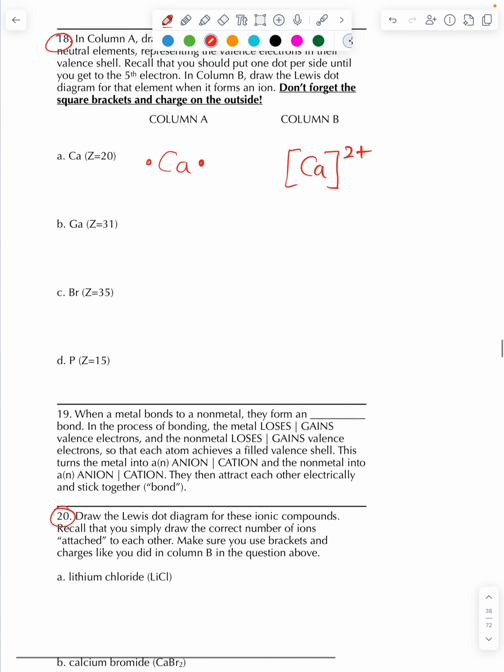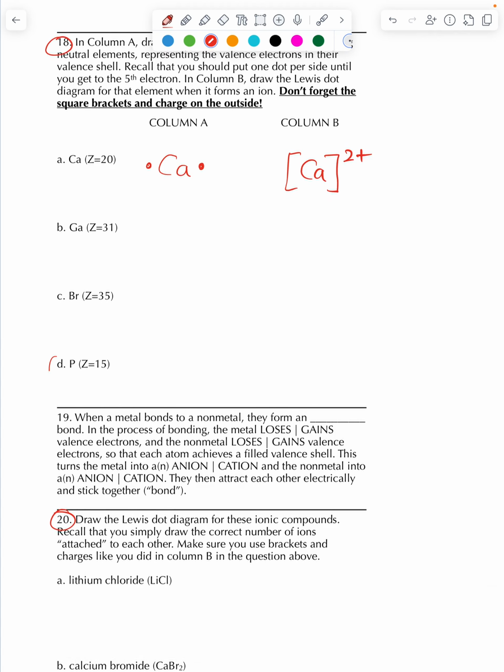Let's do phosphorus. Phosphorus has 5 valence electrons, so you do 1 per side until you have to pair them, and then we'll go ahead and start pairing them. Now, if phosphorus were going to form an ion, I'm going to guess it's going to gain 3 electrons to have an octet. So it's going to fill out its sides like this. And then because it's 3-, we're going to do that.